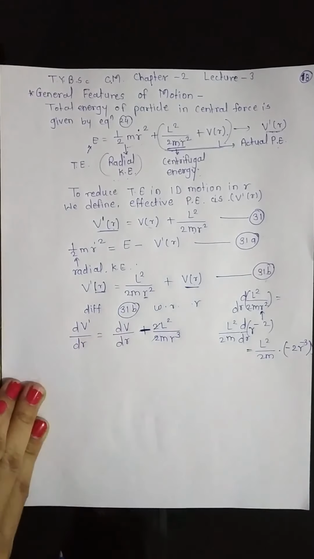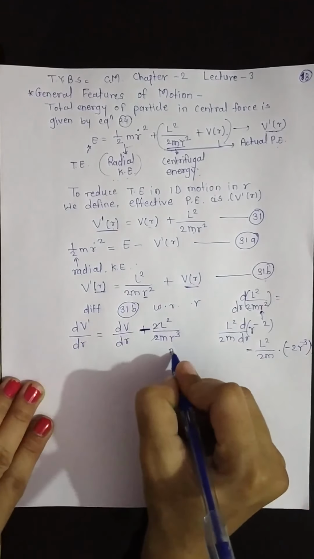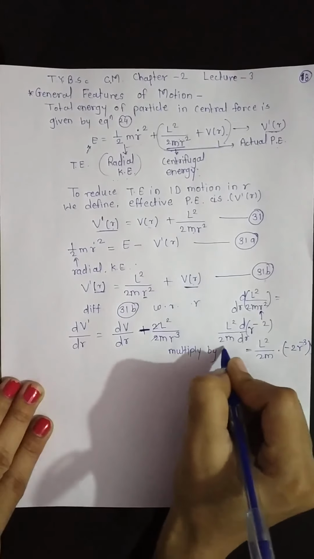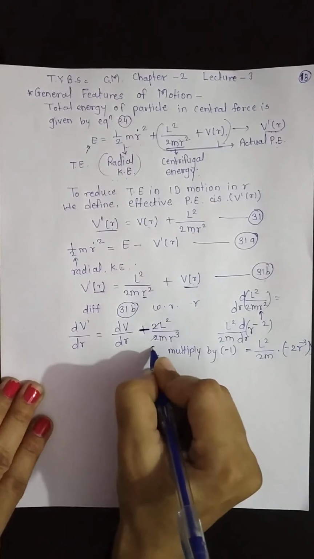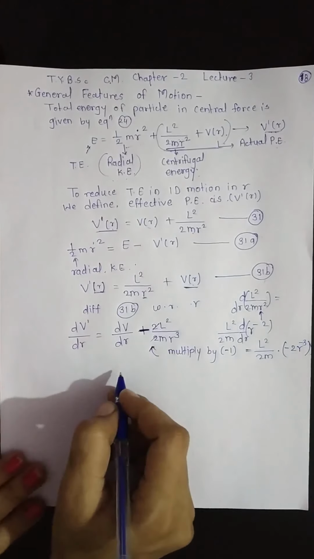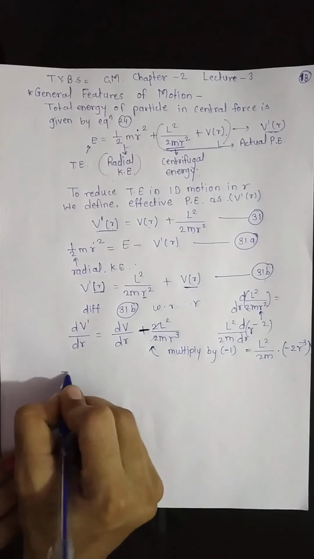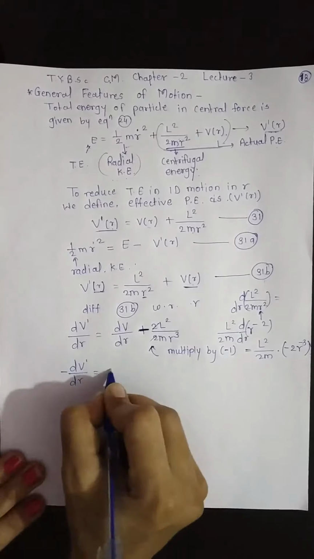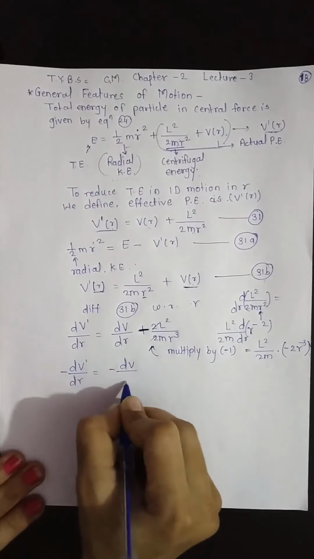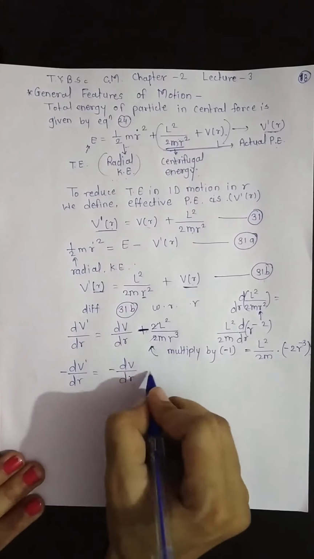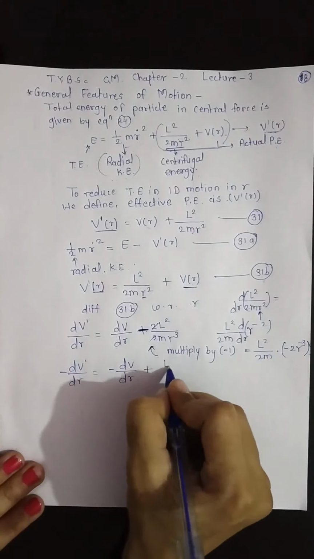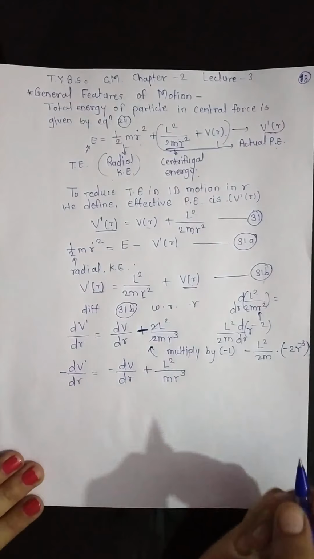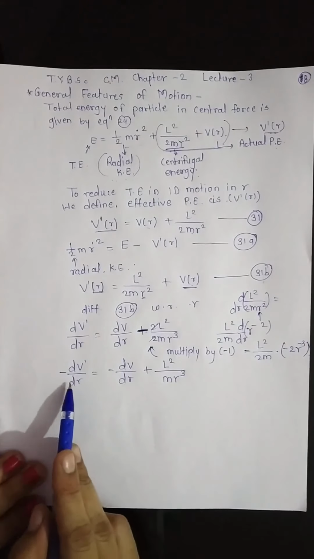This 2 will get cancelled with this 2, and I will multiply this equation by minus 1. So by multiplying by minus 1, what will I get? Minus dV dash upon dr is equal to minus dV by dr, and now minus minus becomes plus L square upon m r cube. Why did I multiply by minus 1?